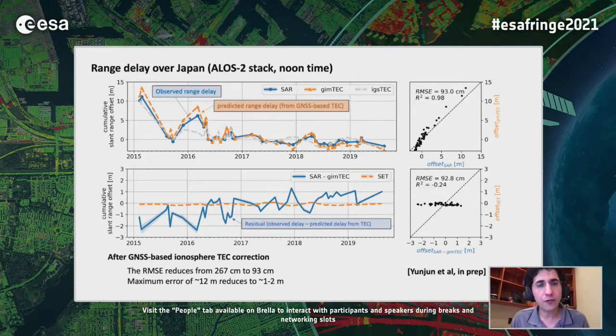We took a stack of L-band data from ALOS-2 and we did geometrical co-registration of the stack of around 50 acquisitions. And then we looked at the residual geolocation errors by cross-correlating the stack and doing a time series. Here in the top plot, I'm showing the time series of the range delay, or range geolocation errors, which is the blue plot. And the variation, as you see, is around 10-12 meters at the beginning, where it is closer to the last solar maxima around 2014, 2015.